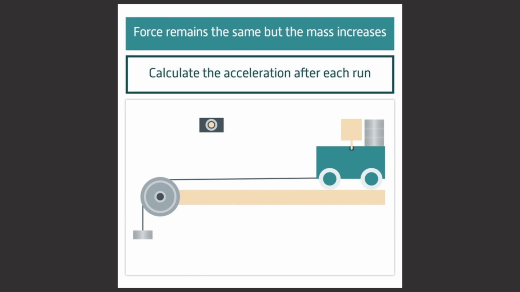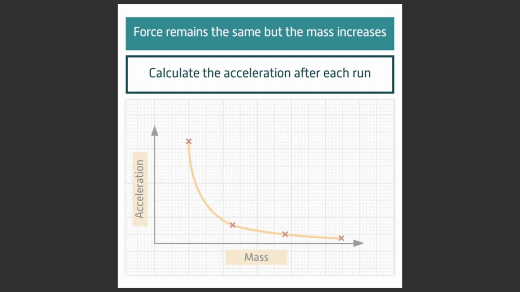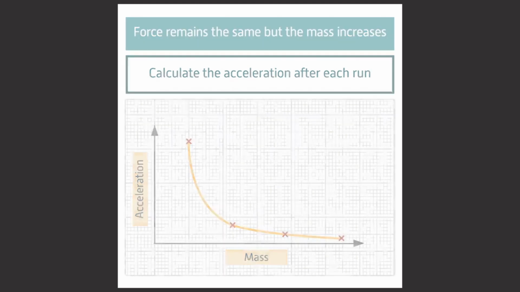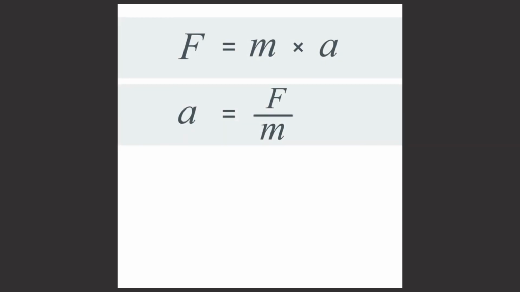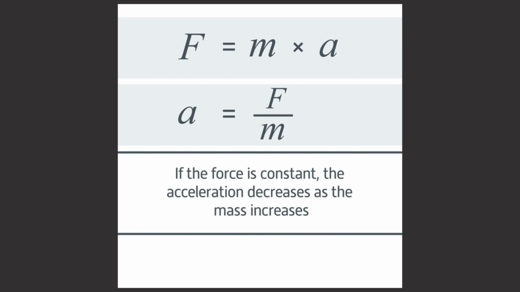Once again, you will need to calculate the acceleration of the trolley after each run. Plotting a graph of mass on the x-axis and acceleration on the y-axis should give a line with a negative gradient, as the acceleration decreases with increasing mass. We can rearrange the equation F equals ma to give acceleration equals force divided by mass, or a equals F divided by m. Your results should show that if the force is constant, the acceleration decreases as the mass increases.